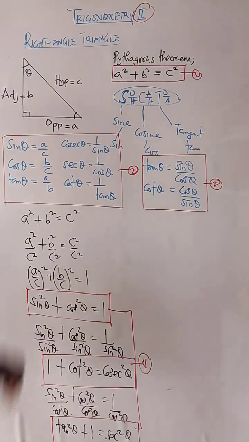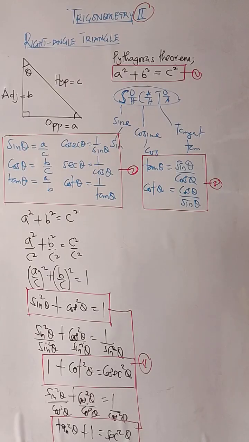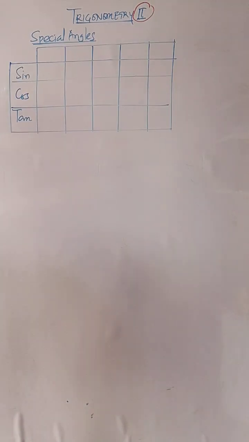But before we solve questions on proving and solving trig equations, let's look into trig graphs and special angles, quadrants and negative angles, and other related things. Let us take it from special angles. For the basic trig ratios like sine, cosine and tangent, you must know the values of some angles by heart. What are the special angles?